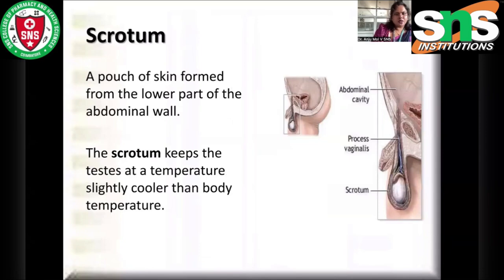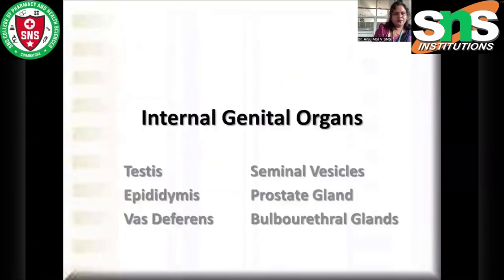Now let's see what is scrotum. It's a pouch of skin formed from the lower part of the abdominal wall. The scrotum keeps the testis at a temperature slightly cooler than body temperature. Now let's see what are those internal genital organs.